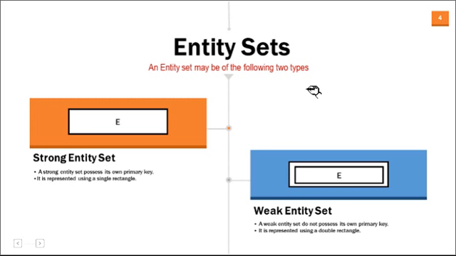The representation of a weak entity is a double rectangle. The representation of a strong entity set is a single rectangle. Is it fine? How will we represent our entity? We will represent our entity or entity set by a rectangle.